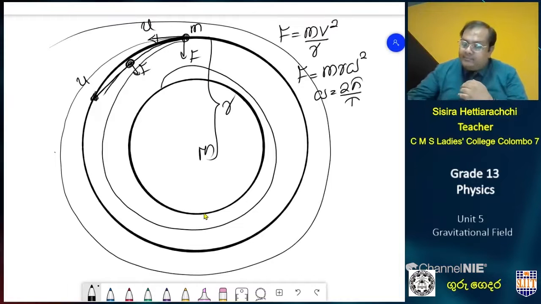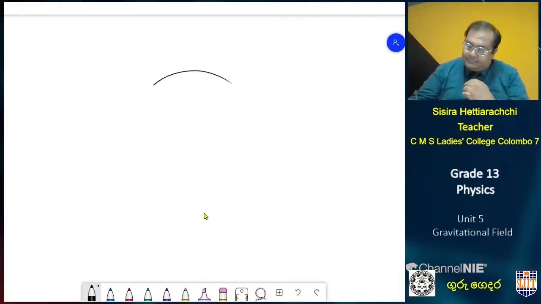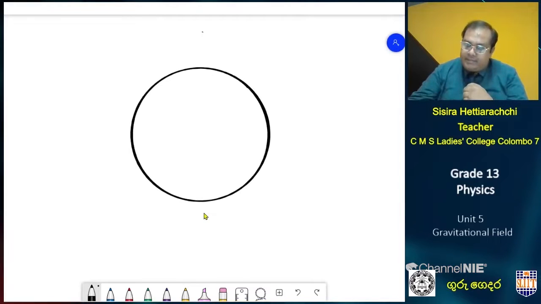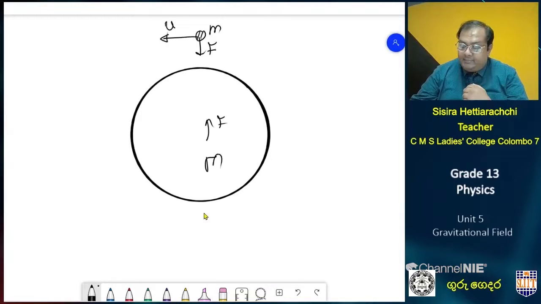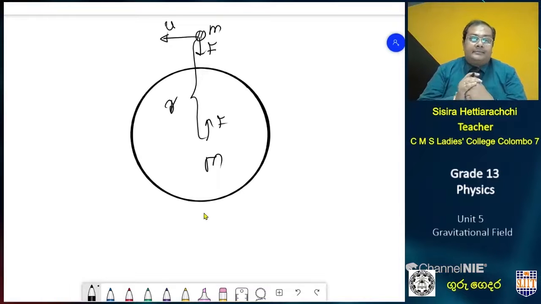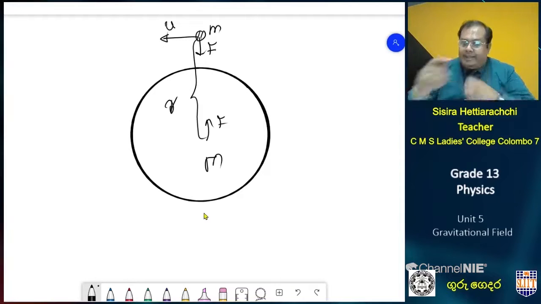I'm going to draw a new diagram. Mass is here, simple m. Its velocity is u. Attraction this way, F. Here also attraction is there. This one is capital M. Assume the radius of the circular path is capital R or simple r. Now I am going to apply both equations together. What is that? The gravitational force equation, G capital M simple m over r squared, and the circular motion equation m v squared over R. Both we have to combine.